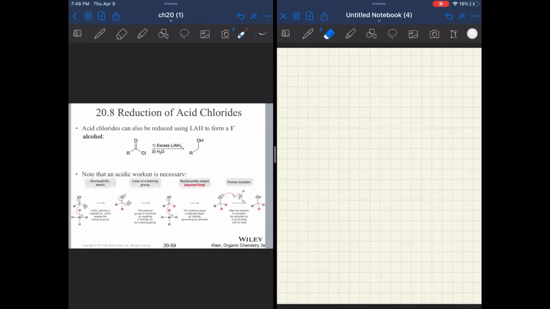Chapter 20, Part 4, we're going to continue on with reactions of acid halides. Now, this next one is just a review, right? Reduction. You don't need to know the mechanism of this one, but you do need to know the reagents. And you do need to put the 1 and the 2.